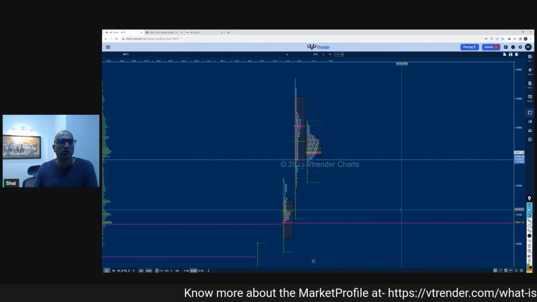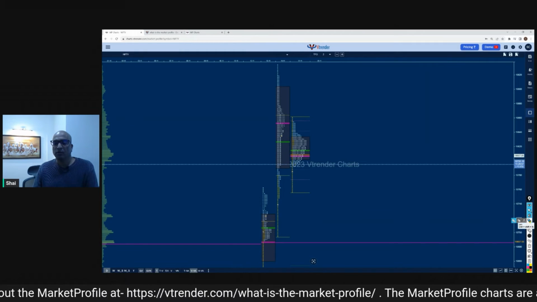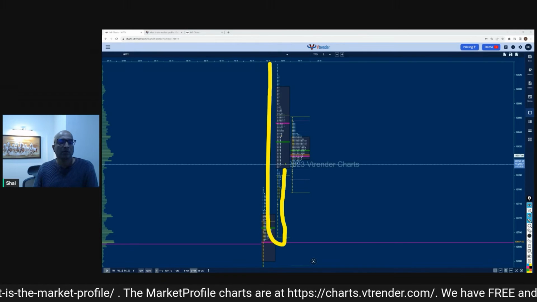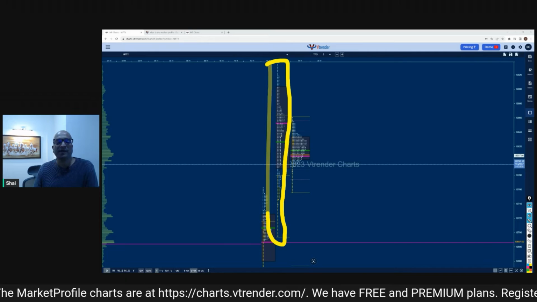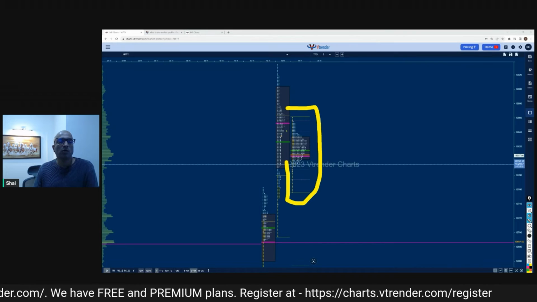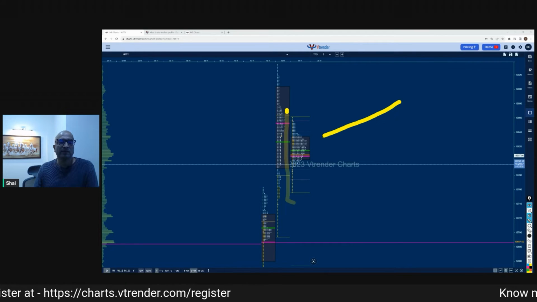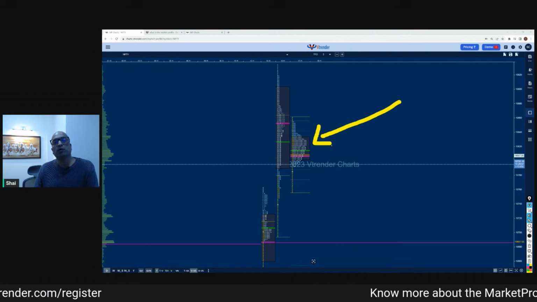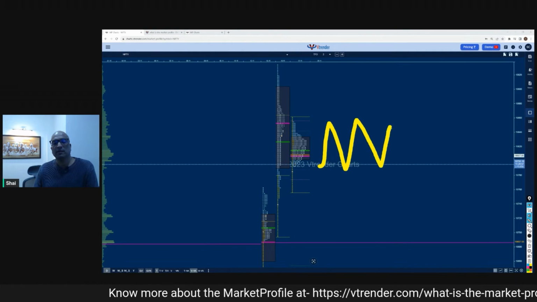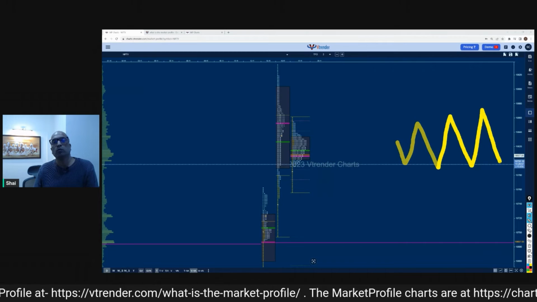So you'll see these two profiles over here. The one on the left is an elongated profile. This always happens in what we call a trend day structure. And this one over here is what we call a balanced profile. Now, what really happens? This profile is because buyers and sellers were matched in a particular range. So you saw today's market was mostly sideways. And that sideways range was because the buying strength and the selling strength were more or less equal.